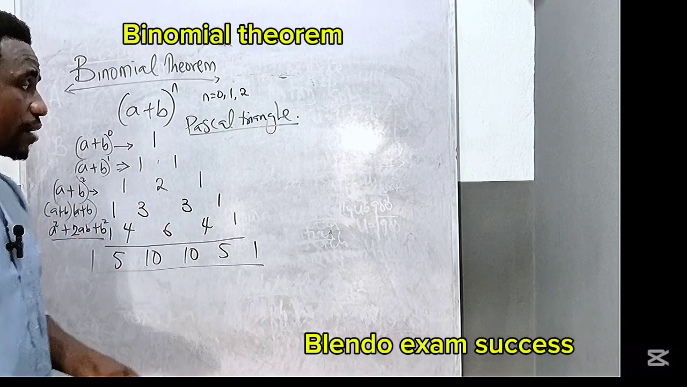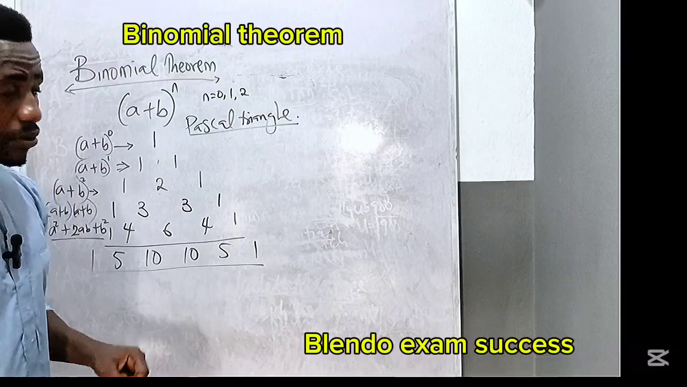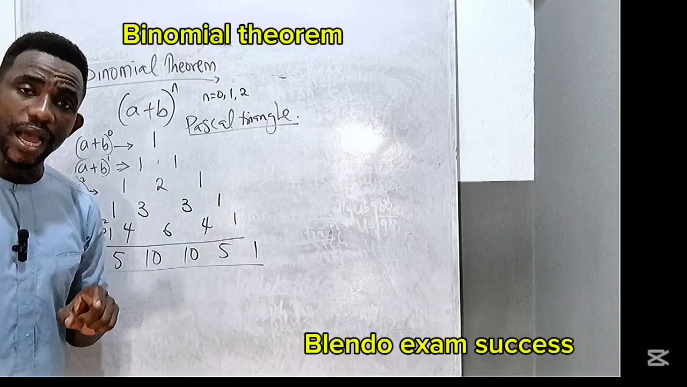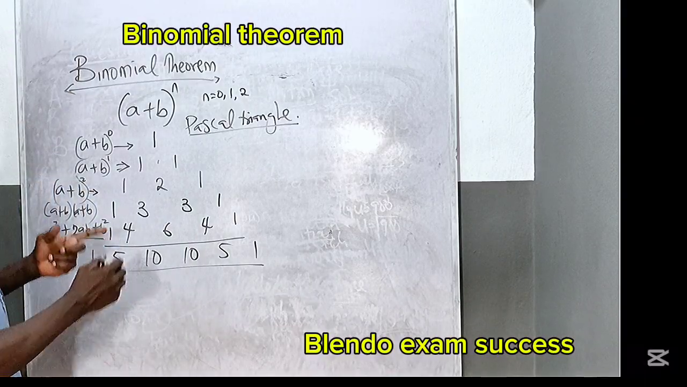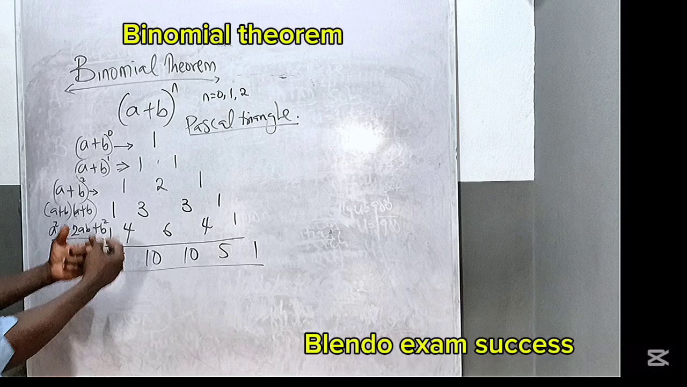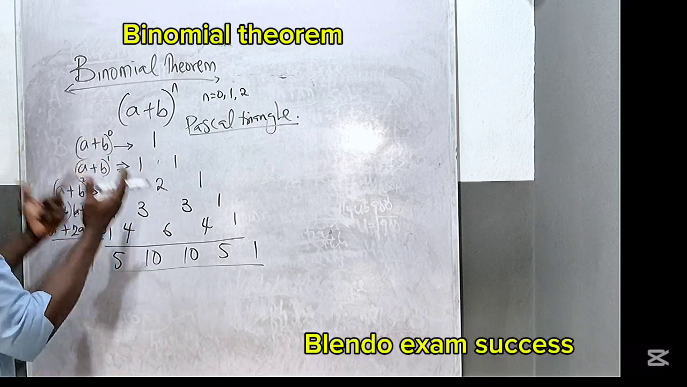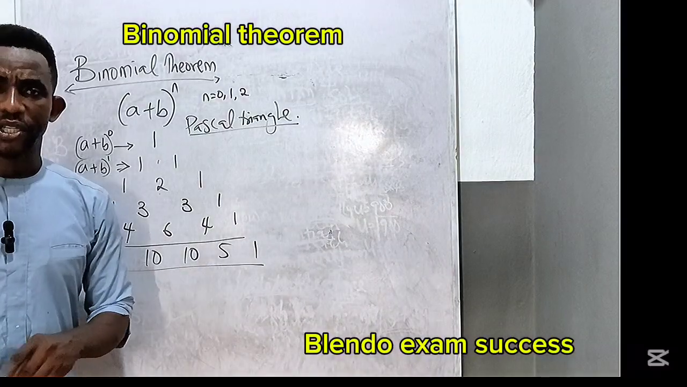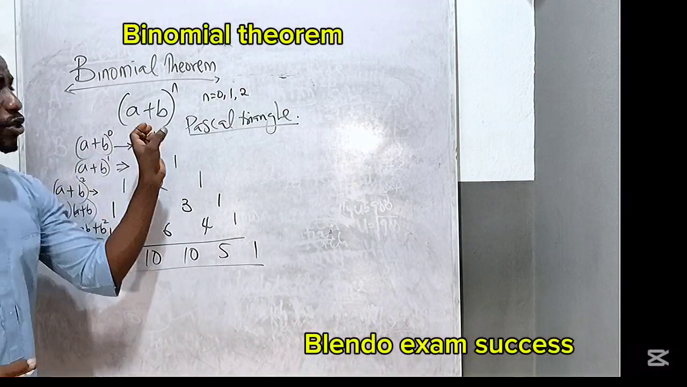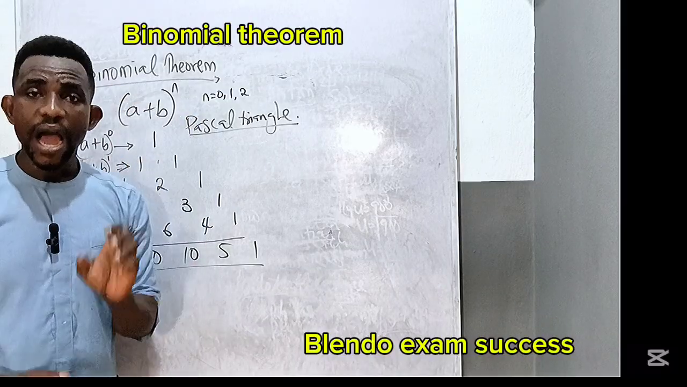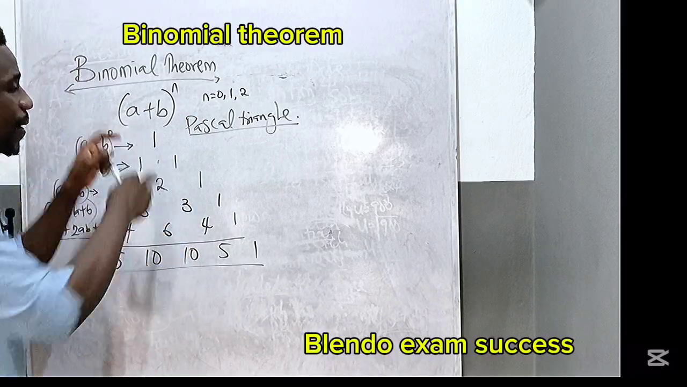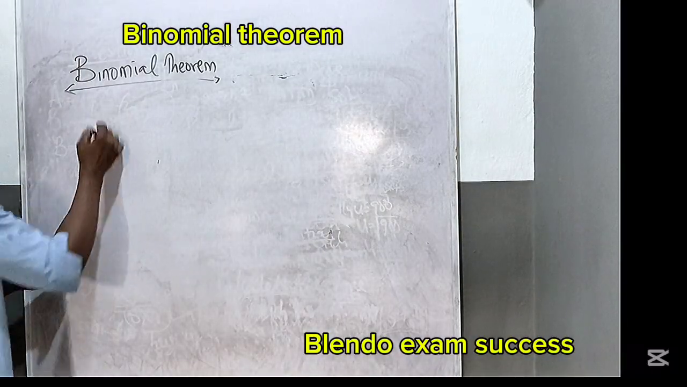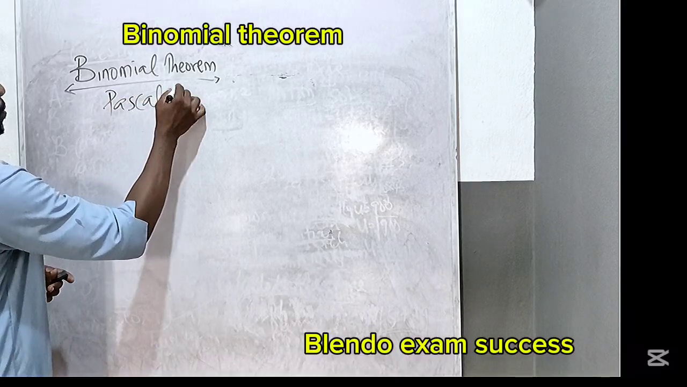This is the shape of a triangle. That is why it's called Pascal's triangle. And the scientist who discovered it is called Pascal. That is why it is named after him. So we are going to look into some examples on how we can use Pascal's triangle to expand a binomial expression. In our next class, we can talk about the binomial theorem, and how we can use it to expand binomial expressions. Let's see how we can use Pascal's triangle to expand a binomial expression.